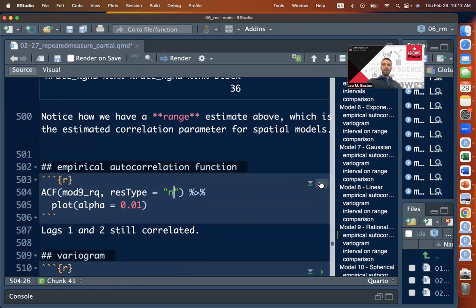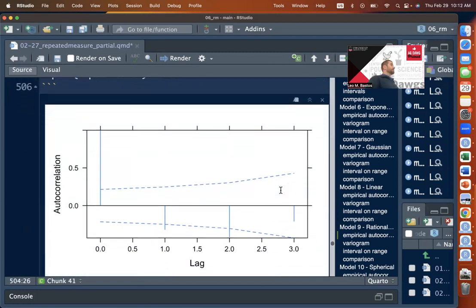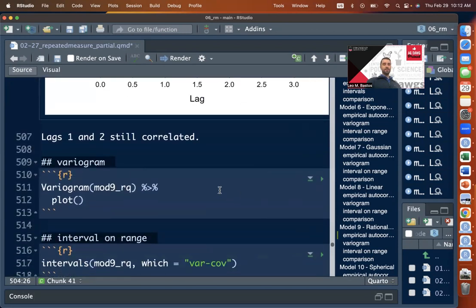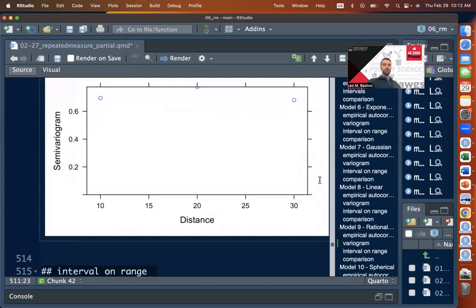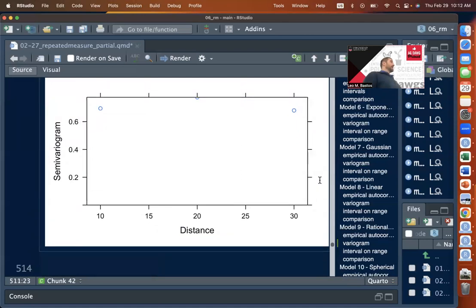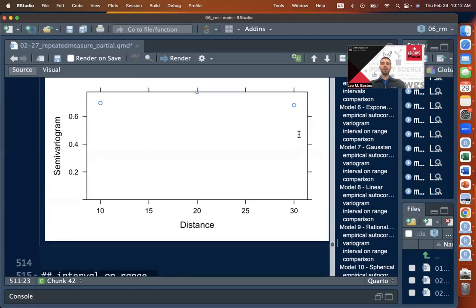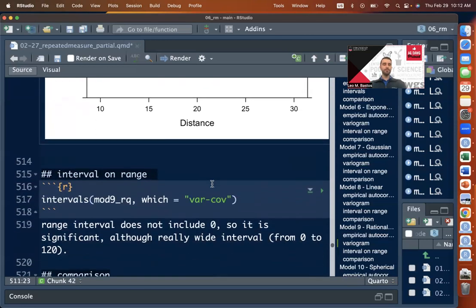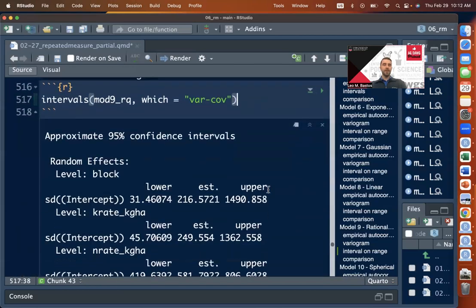All right, we check the ACF plot. Again, very similar to the previous ones. We check our variogram. Again, we don't see a line being fitted here. And I do want to make this point that if you do have a correlation, especially if you have more levels and also a strong correlation, you would see a line fit in these variograms. We're not seeing it because we have fewer points within the repeated measure, and also because the correlation is not very strong. All right, checking the intervals.